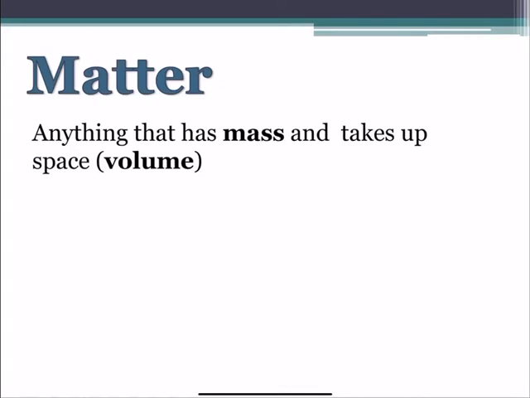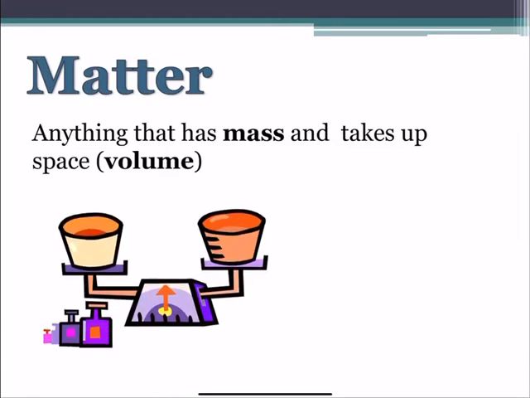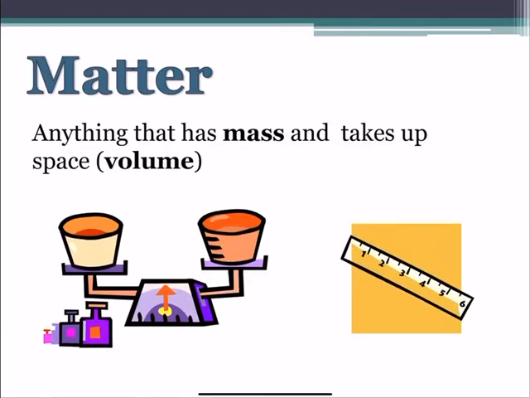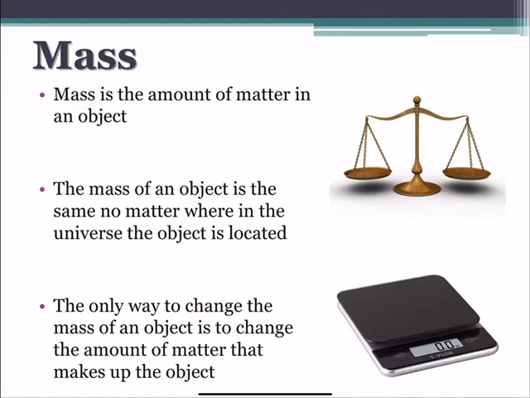We know that matter is anything that has mass and takes up space or volume. And we're going to talk a little bit more about that today. Matter is anything that has mass and takes up space. So what is mass? Mass is the amount of matter in an object. So it's all of the matter that we can measure in an object.